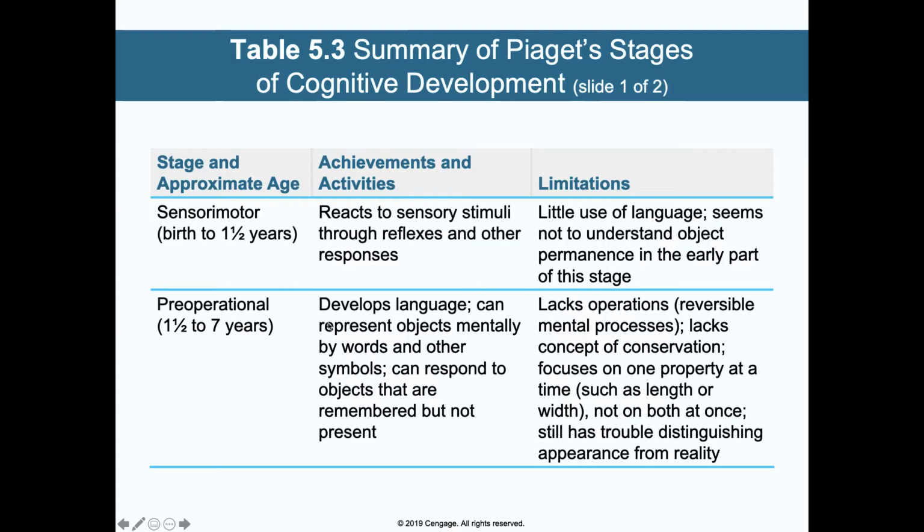The second stage is called pre-operational. It's 1.5 to 7 years old. Here is where the child develops language. They can use that language to represent objects, what they are. They'll put simple words to it. They can respond to objects that are remembered but not present. So that means they've developed object permanence sometime within this time period, usually closer to that 1.5.